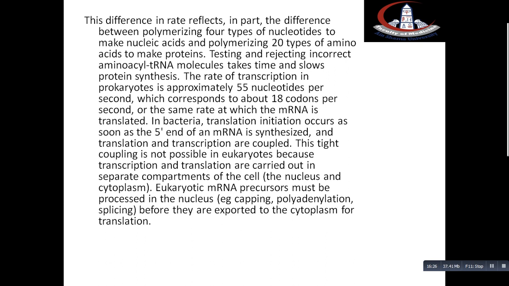Before this, we have the association between the units of the ribosome and the messenger RNA. This is the messenger RNA. This is the start codon. This is the stop codon.